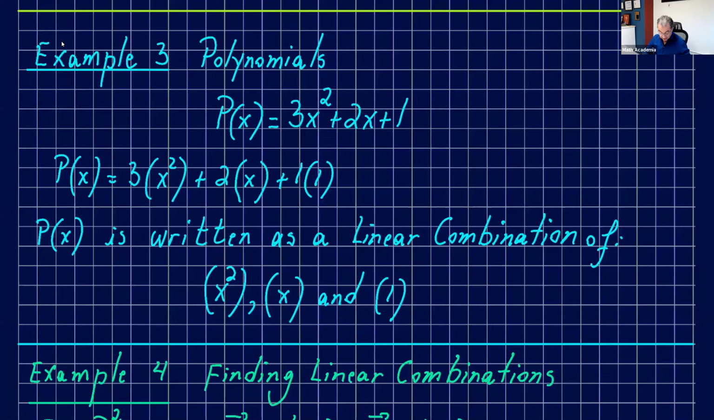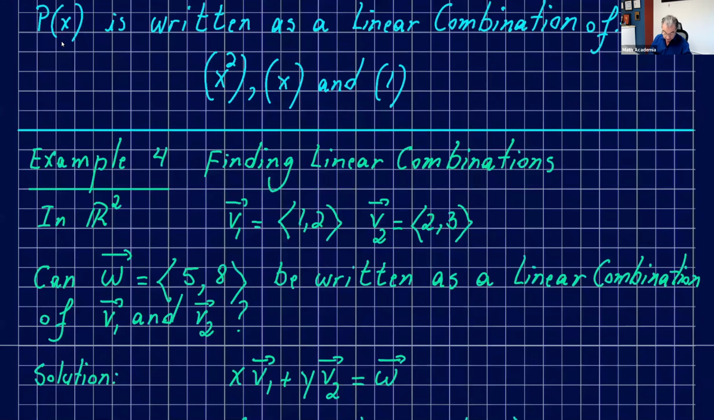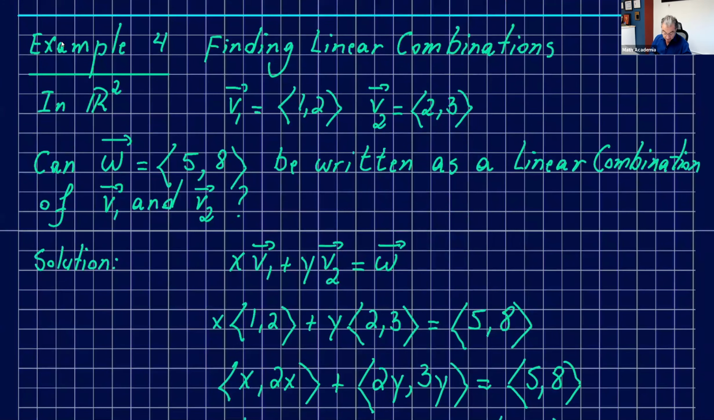Now finding linear combinations, let's do an example of that. In R2 we have two vectors, v1 and v2. So v1 is 1, 2, and v2 is 2, 3. Now the question is, can w, which is the vector with components 5, 8, be written as a linear combination of v1 and v2? Now how do we do that?